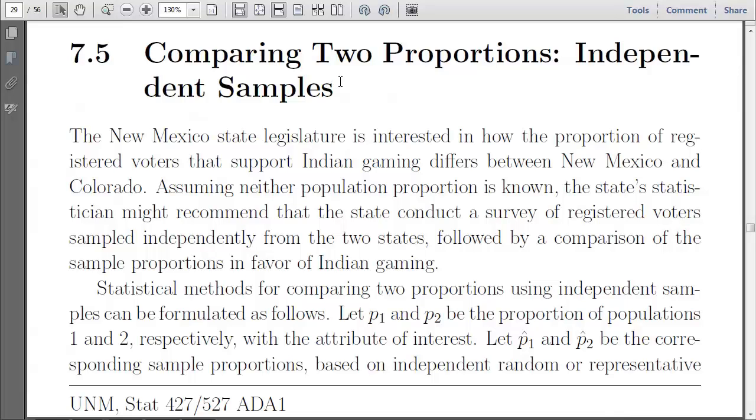So, as a motivating example, say that the New Mexico State Legislature is interested in how the proportion of registered voters that support Indian gaming differs between New Mexico and Colorado. Let's assume that we don't know what the true population proportions are in these states. And so we're going to have the state's statistician recommend that the state conduct a survey of registered voters independently in the two states and then compare those two proportions to see which state favors gaming more.